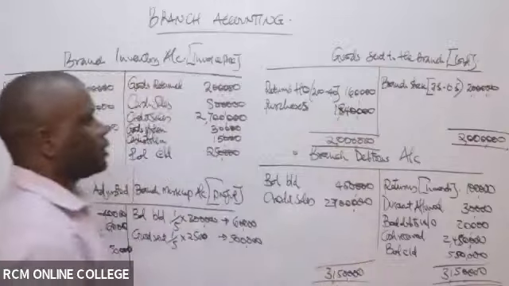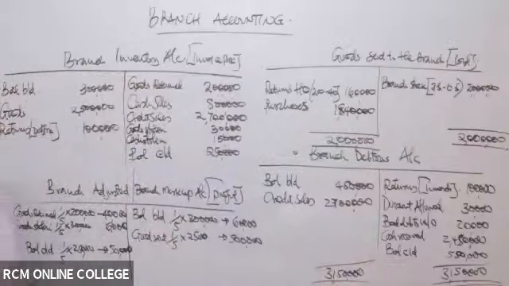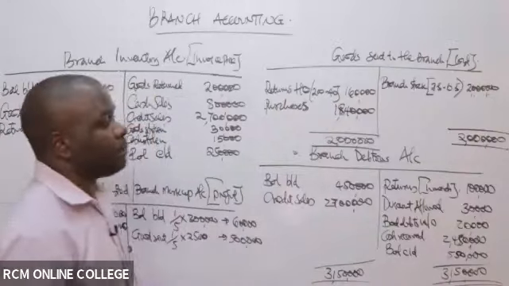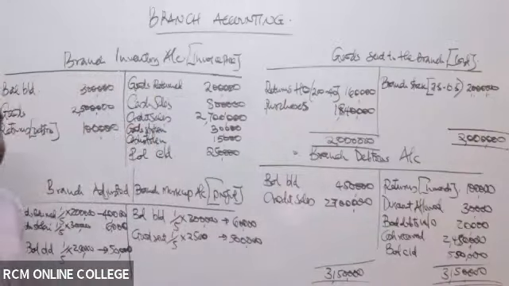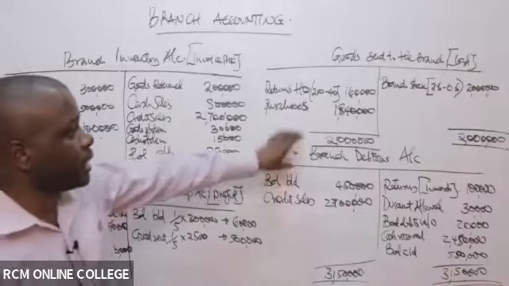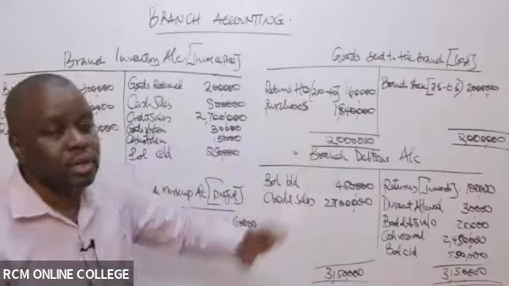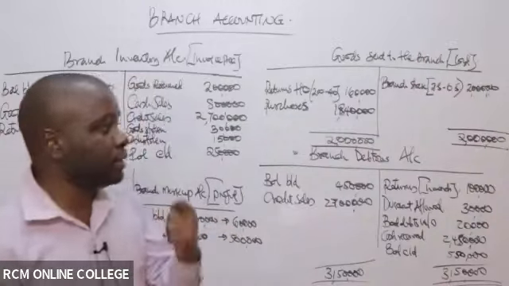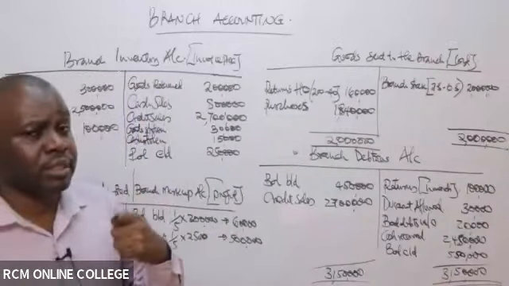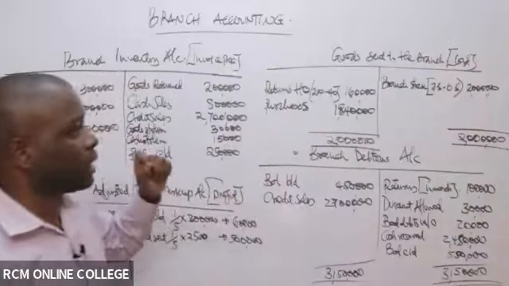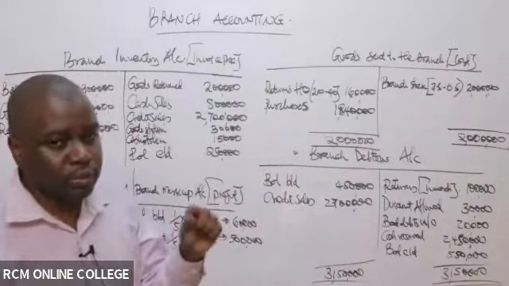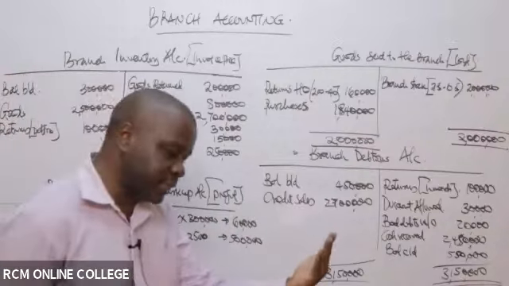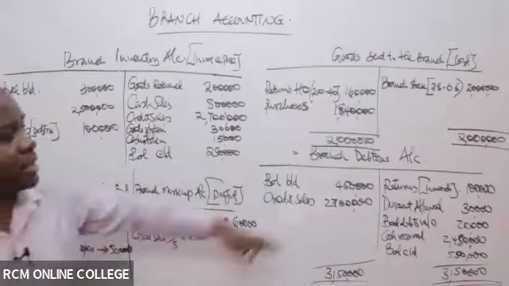That the balancing figure in the goods sent to the branch will be the purchases for that branch. So in this case, if they are coming up with a P&L for that branch, this balancing figure in the goods sent to the branch will now be the purchases that they acquired. Remember, when the head office sends the goods to the branch, that is like a sale by the head office. But to the branch, when they are receiving these goods from the head office, that is a purchase to them.